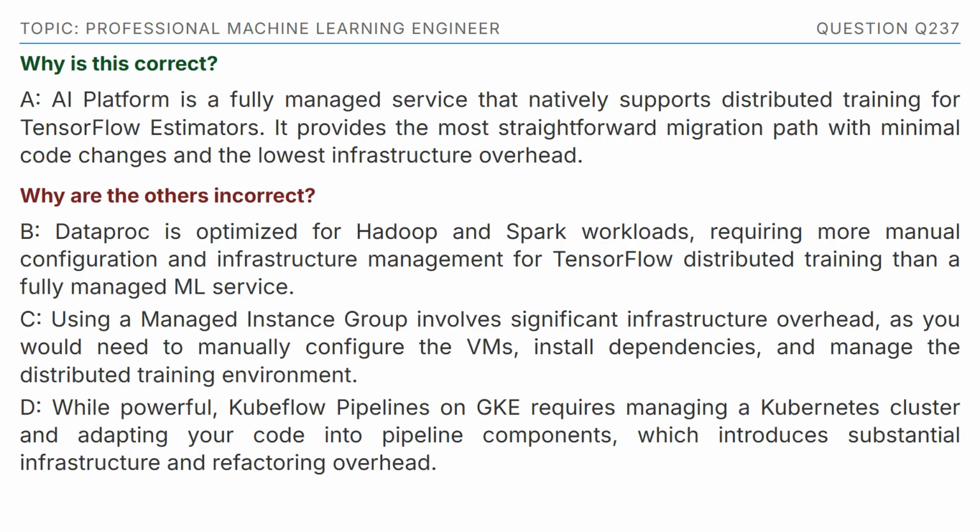C. Using a managed instance group involves significant infrastructure overhead, as you would need to manually configure the VMs, install dependencies, and manage the distributed training environment. D. While powerful, Kubeflow pipelines on GKE requires managing a Kubernetes cluster and adapting your code into pipeline components, which introduces substantial infrastructure and refactoring overhead.